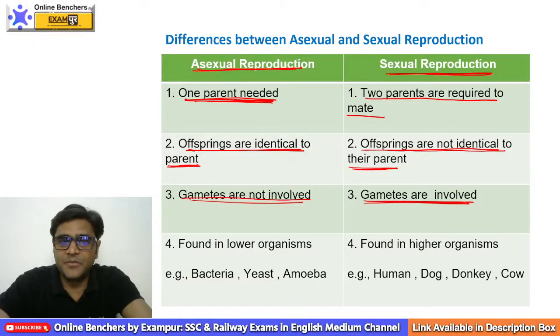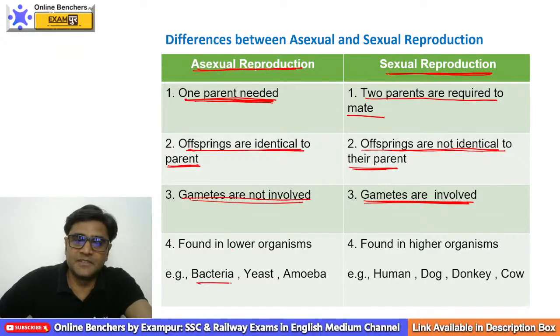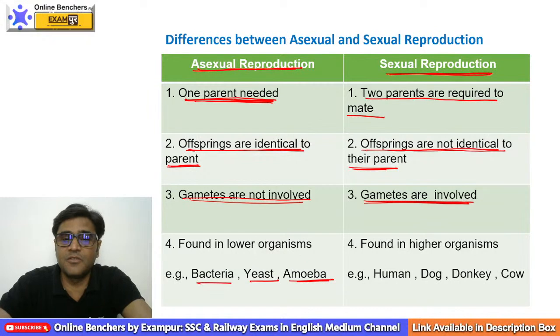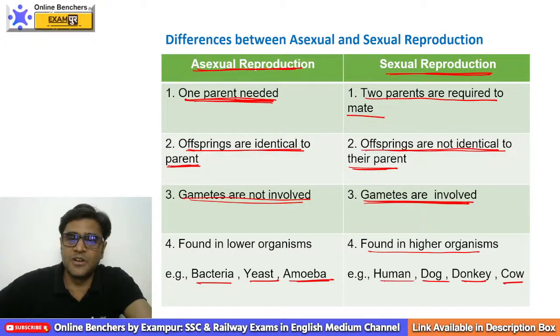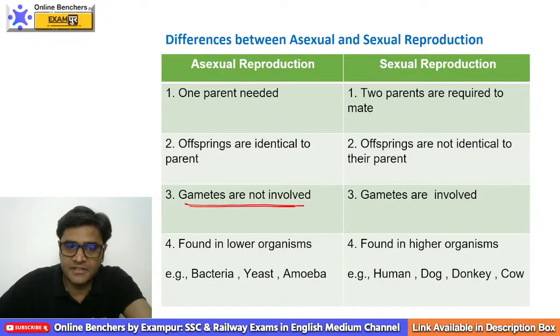Asexual reproduction is found in lower organisms such as bacteria, yeast, and amoeba. Amoeba is a unicellular, single-celled organism. There is no reproductive system like in human beings or other higher animals. So in amoeba, reproduction takes place by the asexual method. But in higher organisms like human being, dog, donkey, buffalo, goat, cow, etc., sexual reproduction takes place. See the third point: gametes are not required in asexual reproduction, and without gametes, sexual reproduction is not possible.